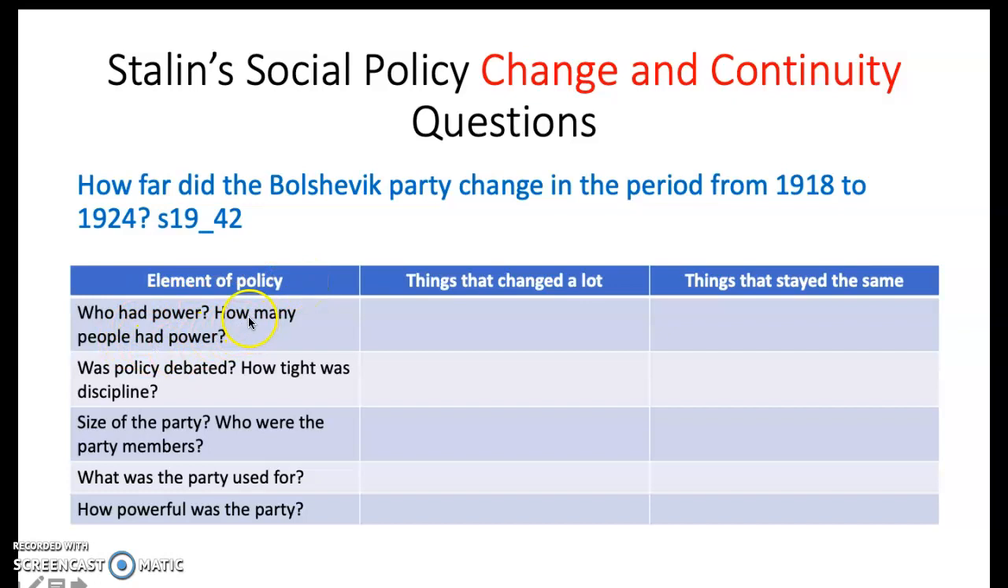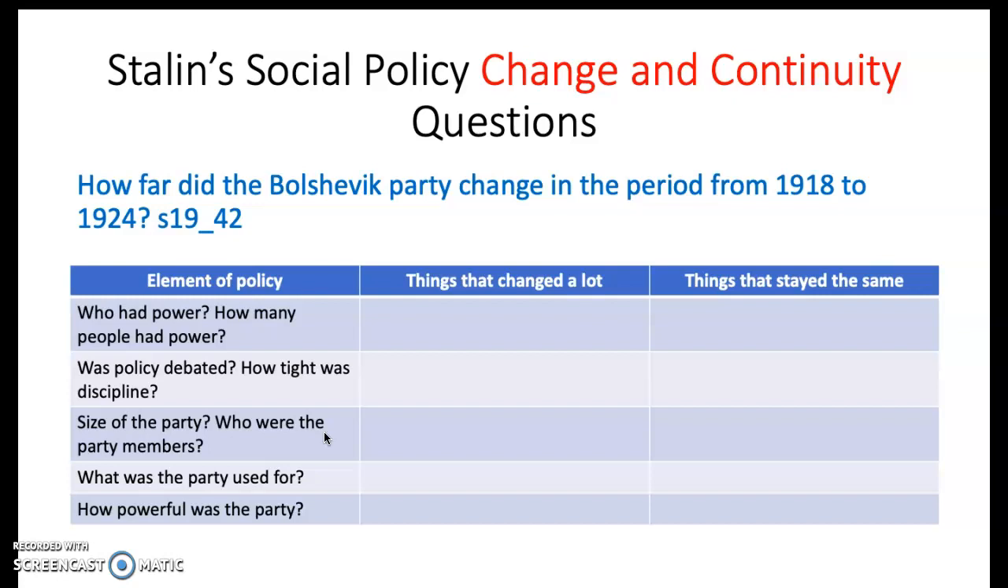Well, who had power and how many people had power? Generally speaking, we would say that power was centralized. Was policy debated? And how tight was party discipline during this period? Well, policy went from being quite widely debated with relatively loose discipline to being much more tightly controlled. Size of the party, generally speaking, the party went from relatively small to relatively large, and the party members went from being older and more long-standing pre-revolutionary party members to much more recent and younger and less well-educated urban proletariat party members.